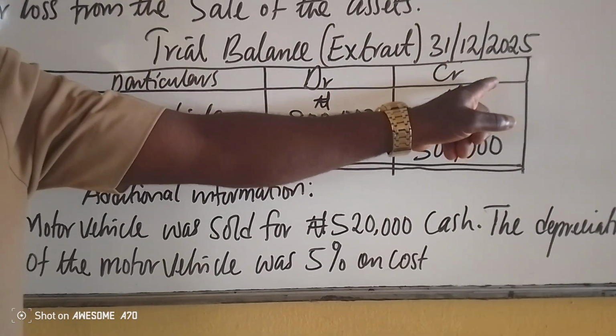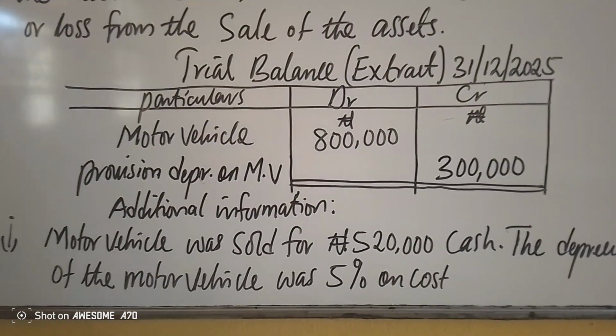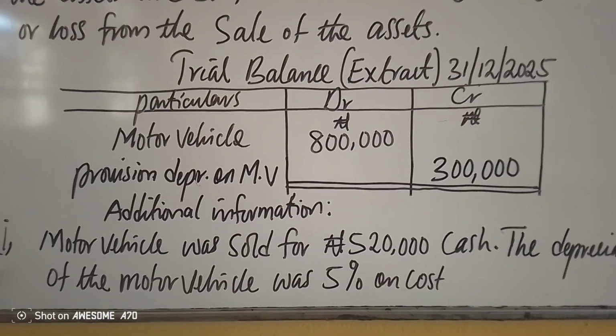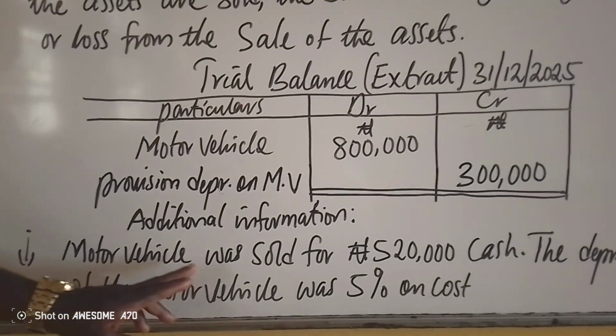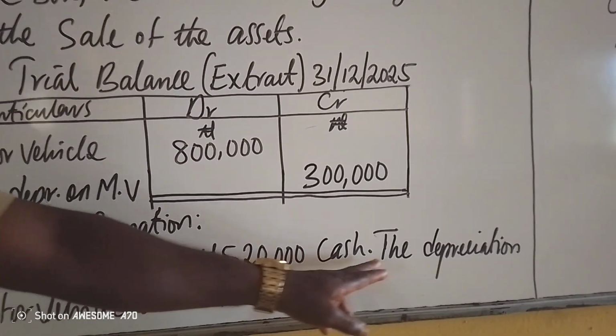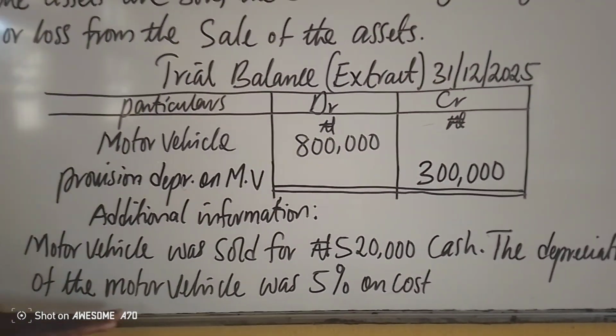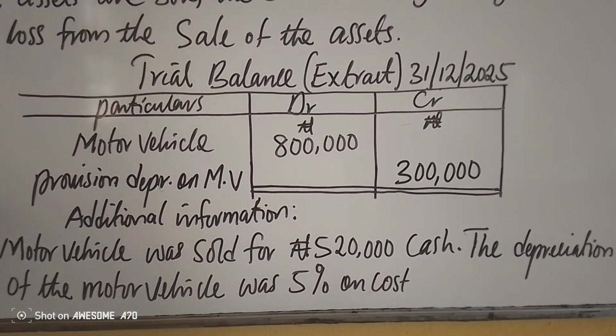At the end of a given year, say 31st December 2025, the motor vehicle was sold. Look at the additional information. In the additional information, they are reminding you that the motor vehicle was sold for 520,000 cash. The depreciation of the motor vehicle over time was 5% on cost. So this is the information.